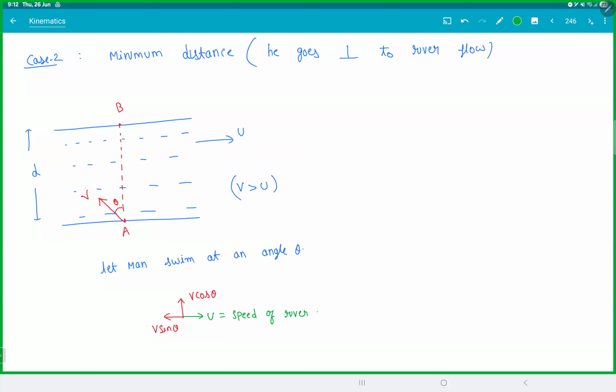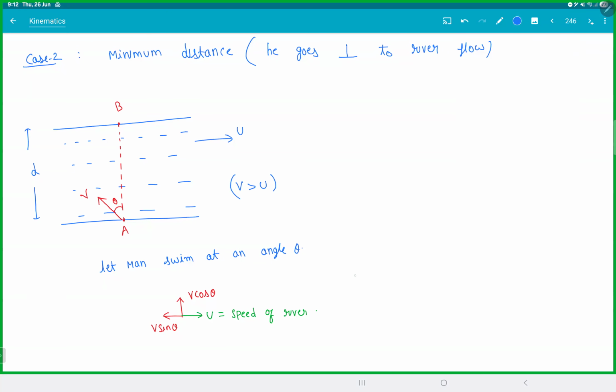Now, since you want to go straight, tell me what should happen. If you want to go straight, then the horizontal component must be 0. Since he goes along AB, v sin theta minus u must be 0. Therefore, we get sin theta is equal to u by v. There, this is your first result, everyone. So if you want to go straight in a minimum distance, you should swim at this angle.